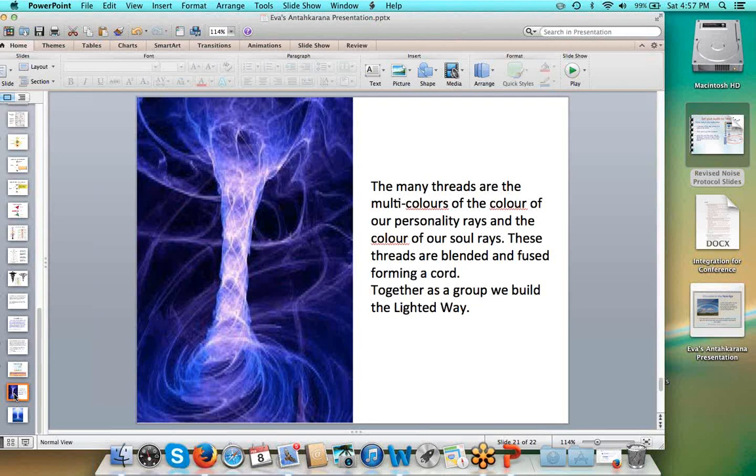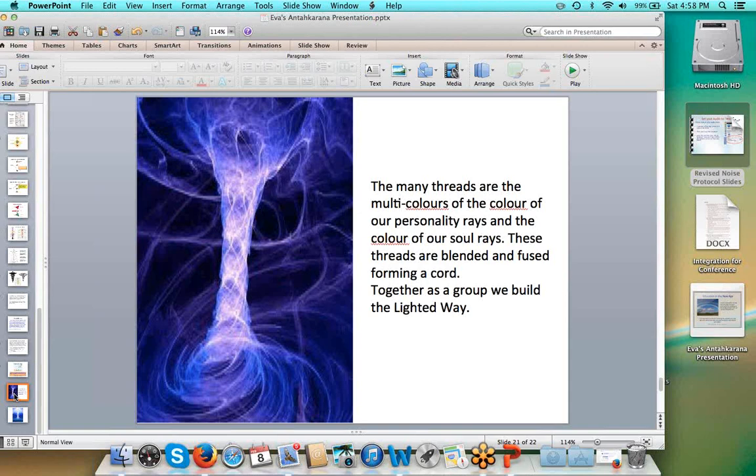But then I bring in the group, and it is like one strand within a much larger cord that contains everybody else's colors. That's why it's called the rainbow bridge. All the colors are in there. Does that help? Yes, it helps tremendously.